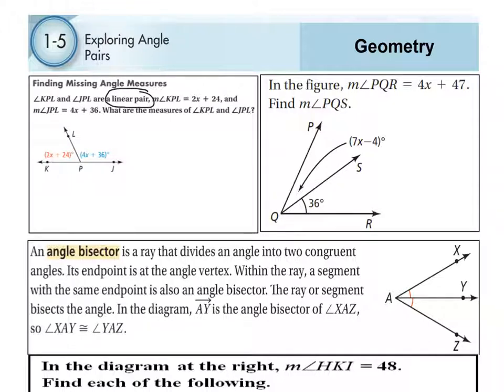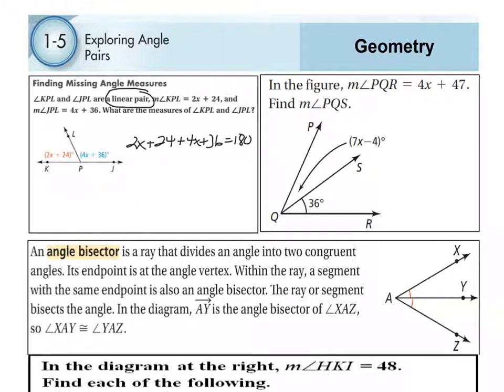So when I set up this equation, this is going to be 2x plus 24 plus 4x plus 36, and that's going to equal 180. Essentially, I'm using the angle addition postulate, but we're using the fact that a linear pair is going to be 180 degrees because this is a straight line. In this case, KPJ is a straight line.